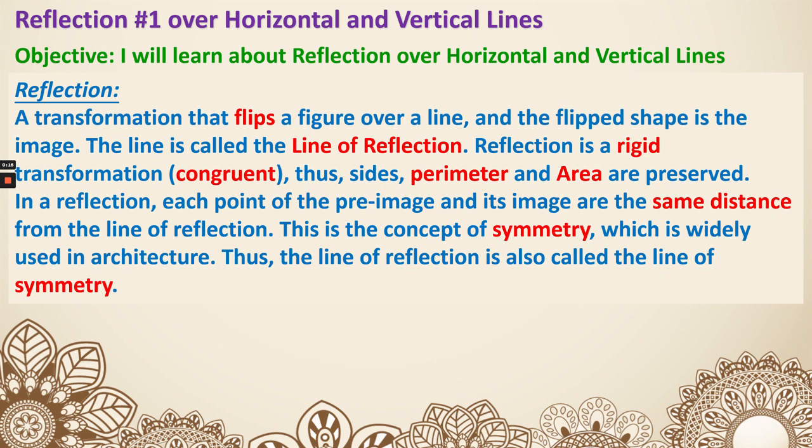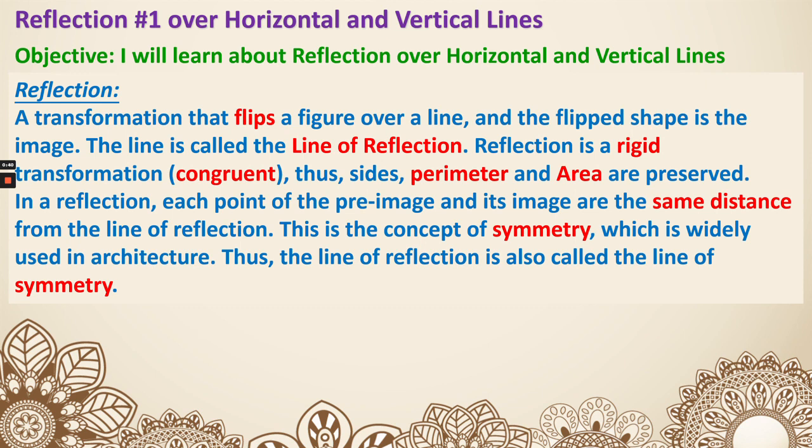It is a transformation that flips a figure over a line, and the flipped shape is the image. The line that we flip over is called the line of reflection. Reflection is a rigid transformation because the shape is still congruent. The size, the perimeter, and the area are preserved. The shape basically doesn't change, just flipped into a different orientation.